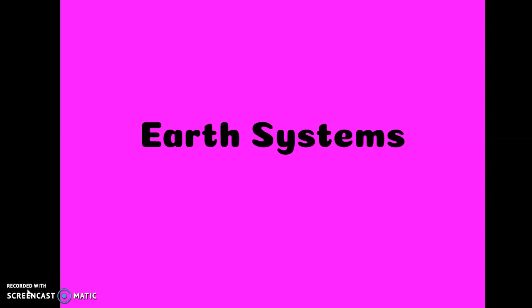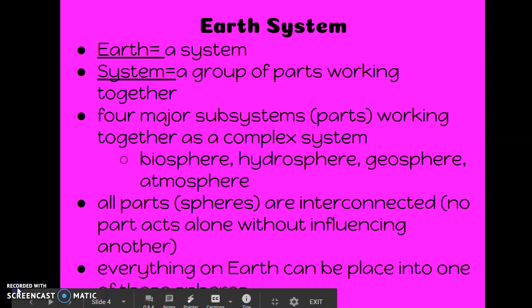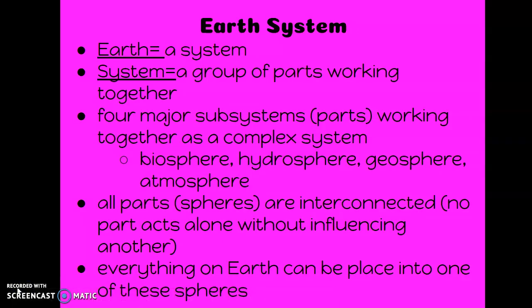So, Earth systems. Our whole Earth is a system. A system is a group of parts that are working together. You can probably think of a lot of other examples of things that are systems, where every part of that group plays a role. And our Earth is a very complex system, but it definitely has a group of parts that are working together.